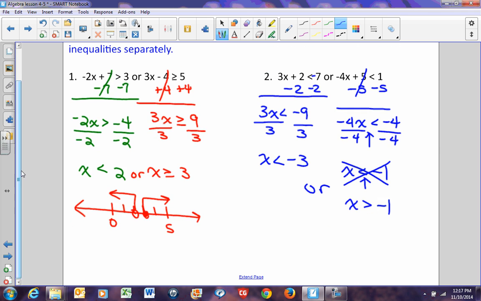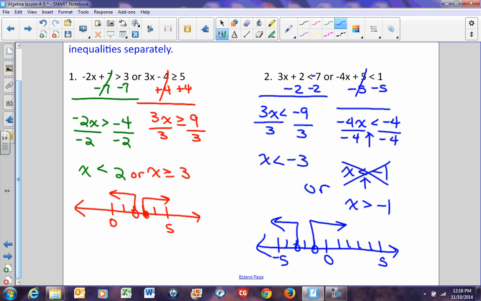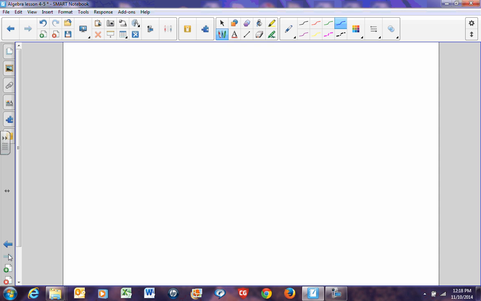To graph this, x is less than -3, open circle at -3, line left. X is greater than -1, open circle at -1, line right. And there you have compound inequalities.